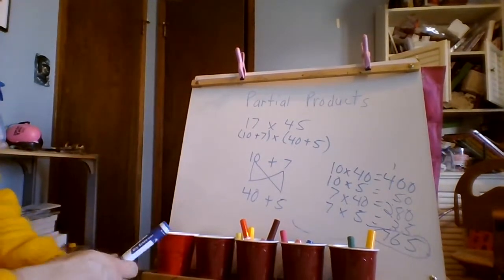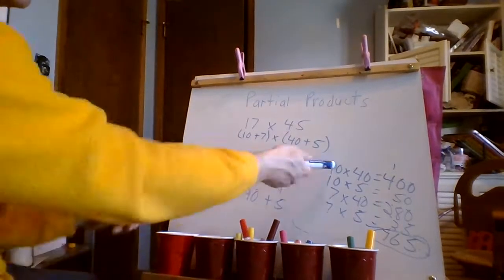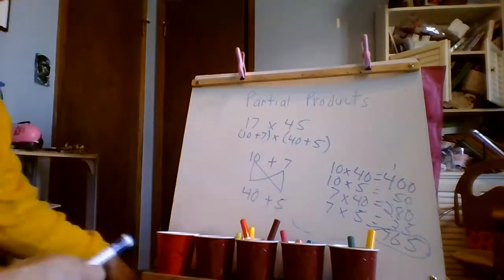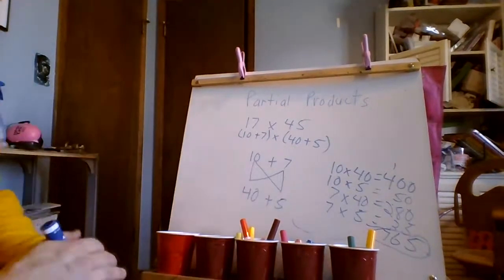It's partial products because you're figuring out really small numbers and making small multiplication problems, and the answers are products. So that's why it's called partial products.